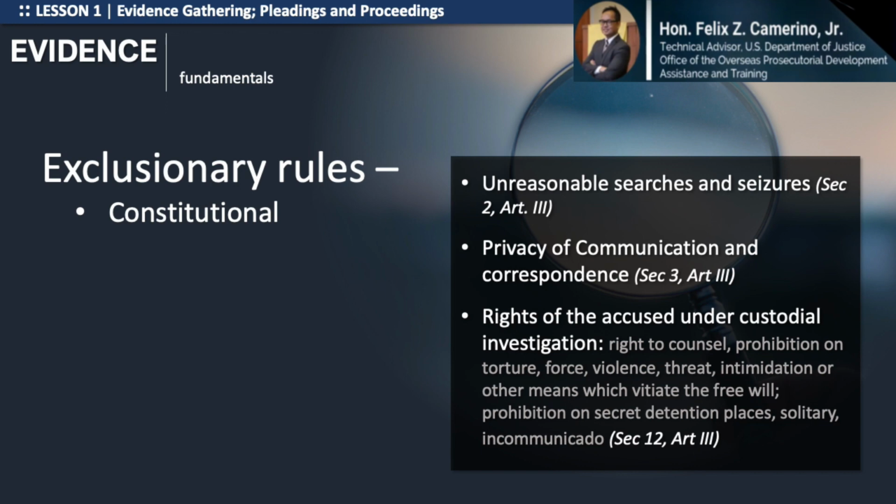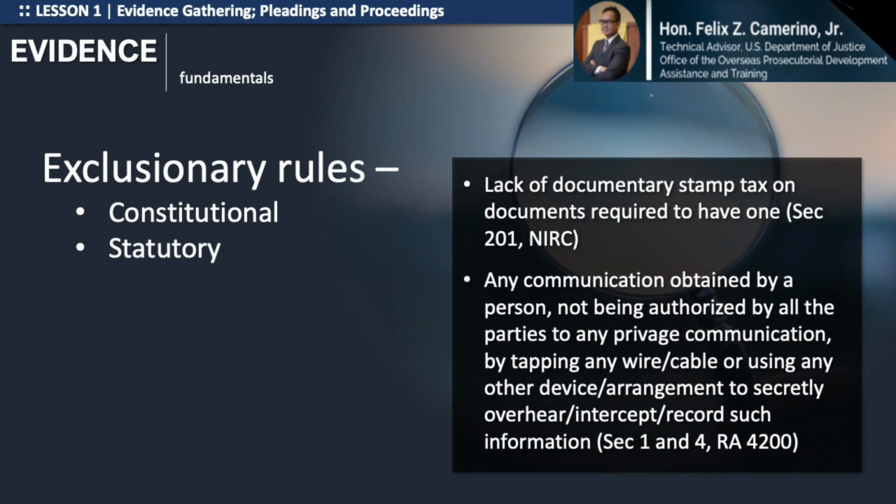So that gives you an idea of fruits of the poisonous tree out of violations of constitutional rights. There are also statutory rules, or at least instances where evidence will be excluded based on laws. There are two examples cited here. The first one, not so much probably in environmental cases, but I thought I'd share it because it speaks to it being curable.